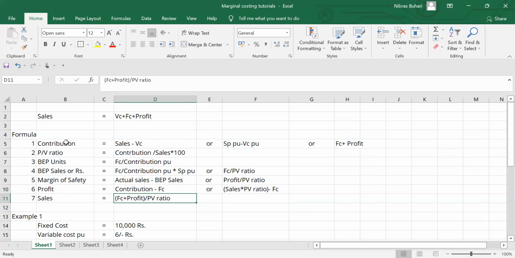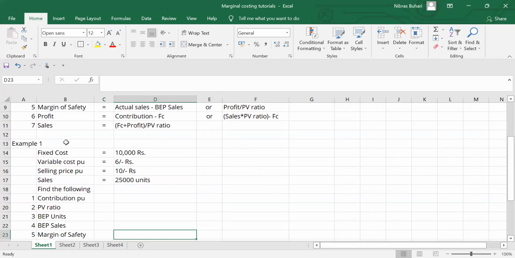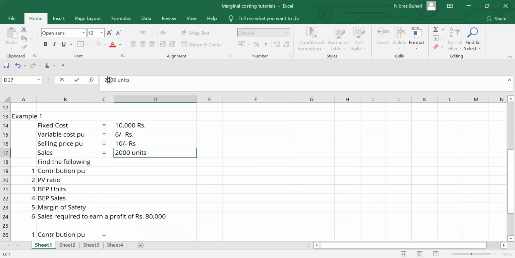Now with this, I'll move forward. I'll take examples and work out the problems. The first one: fixed cost rupees 10,000, variable cost rupees 6 per unit, selling price rupees 10 per unit, and sales 25,000 units. You need to find the following: contribution per unit, PV ratio, BEP units, BEP sales, margin of safety, and sales required to earn a profit of 80,000. What I'll do, instead of 25,000 units, I will change this to 10,000 units.